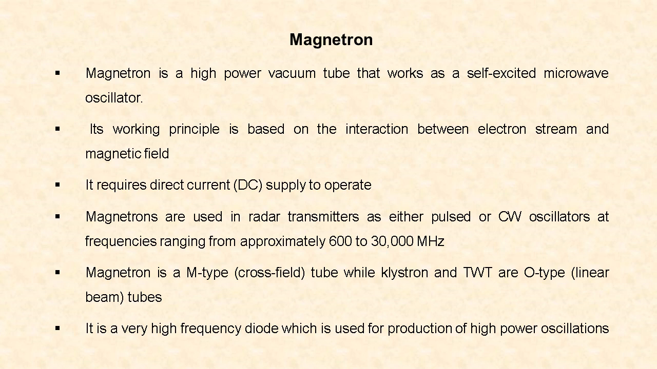They are used in radar transmitters as either pulsed or continuous wave oscillators. Magnetron is an M-type tube, that is a cross-field tube, while klystron and traveling wave tube are O-type tubes, that is linear beam tubes. In cross-field tubes, the DC magnetic field is perpendicular to the DC electric field. In these tubes, the DC magnetic field plays a direct role in the RF interaction process, that is radio frequency interaction process.